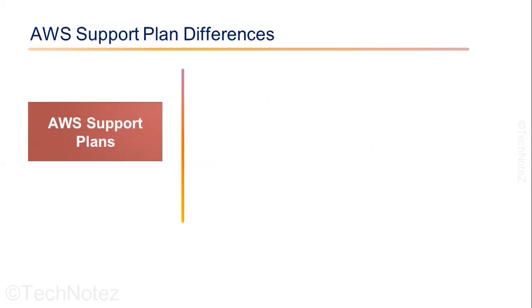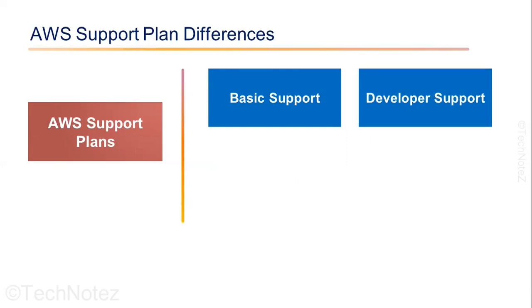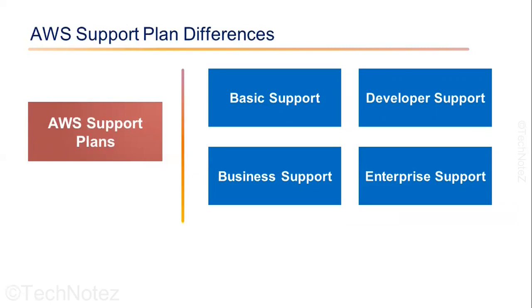Next, let's talk about the different support plans available to support the AWS infrastructure. There are different AWS support plan tiers available. Basic support provides access to AWS Trusted Advisor and AWS documentation. Developer support provides 24/7 access to AWS support and access to the AWS Trusted Advisor. Business support provides 24/7 access to AWS support, AWS Trusted Advisor, and account management features. Enterprise support provides 24/7 access to AWS support, AWS Trusted Advisor, account management features, and a technical account manager.